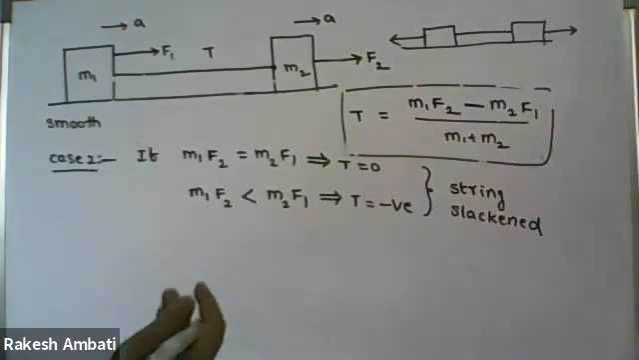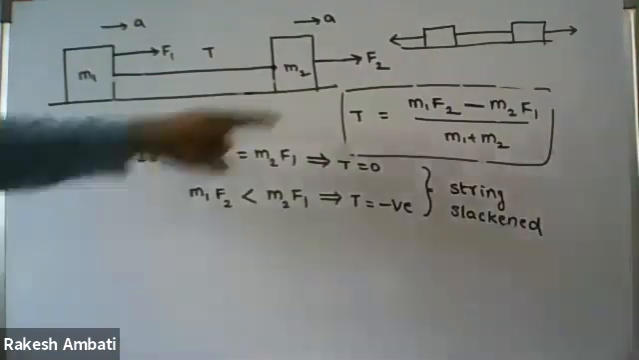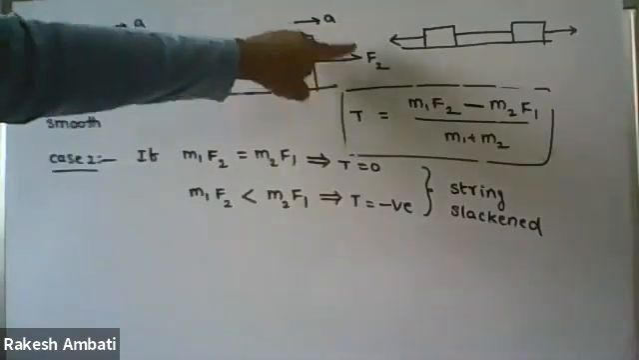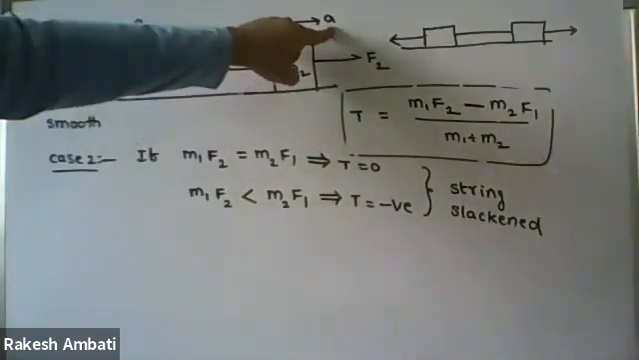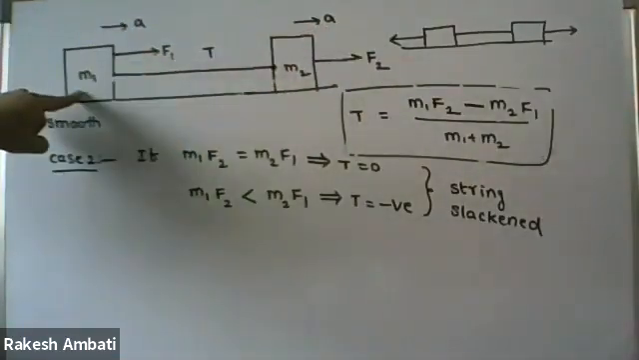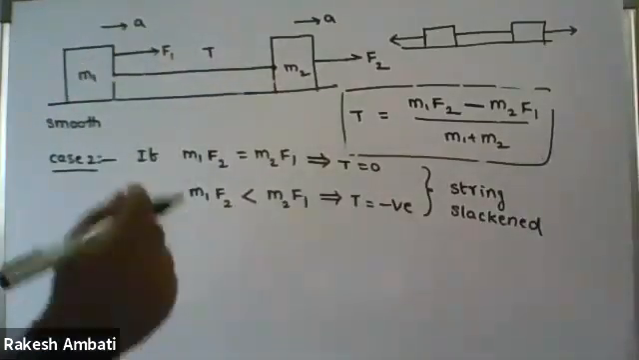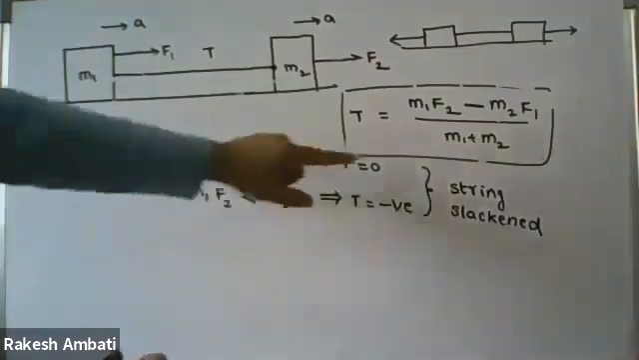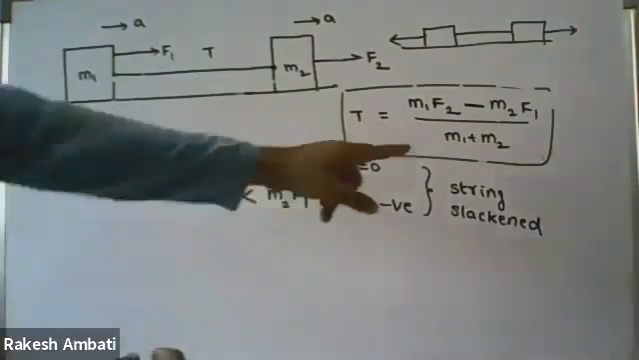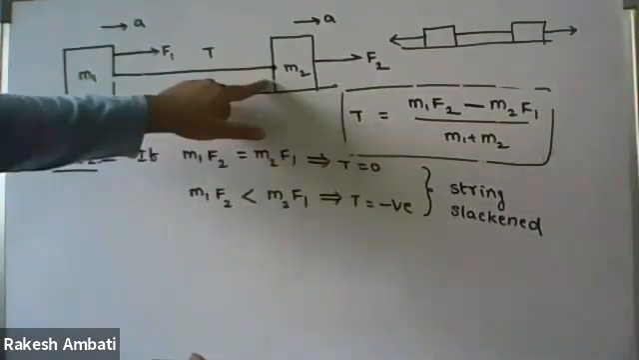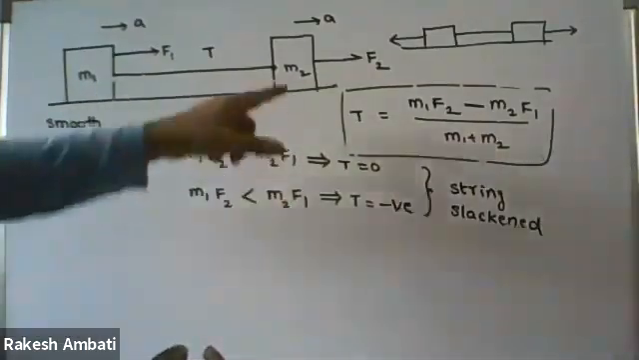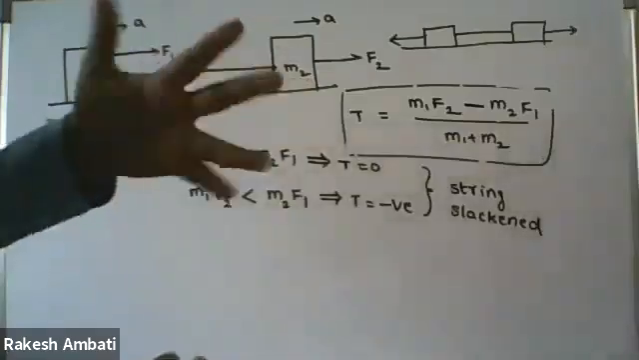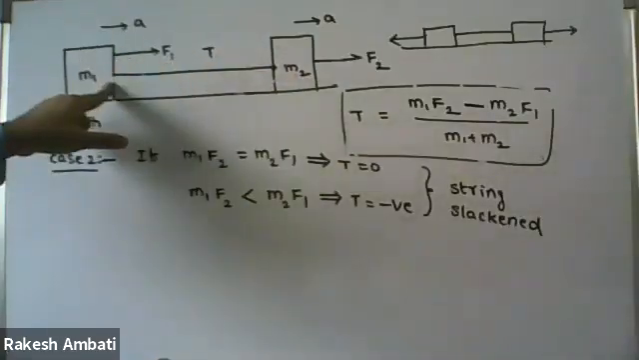So what are the different accelerations? F2 by M2 is its acceleration, and F1 by M1 is its acceleration. So my question is clear. If this is the case or this is the case, the string becomes slackened, and there is no connection between M1 and M2.